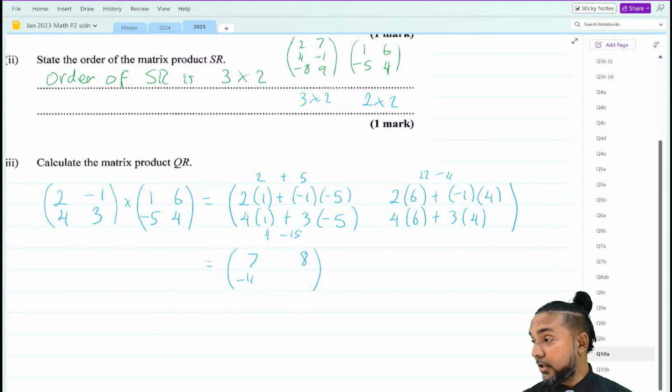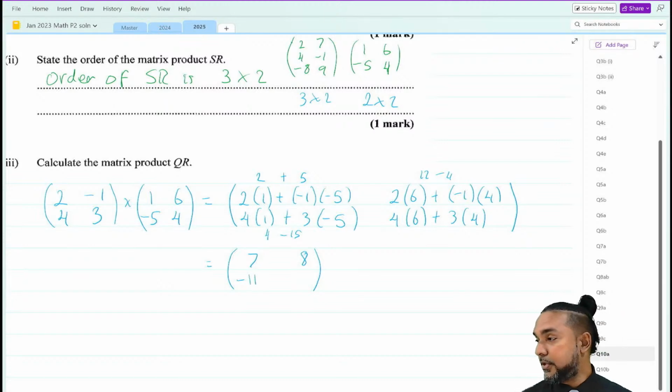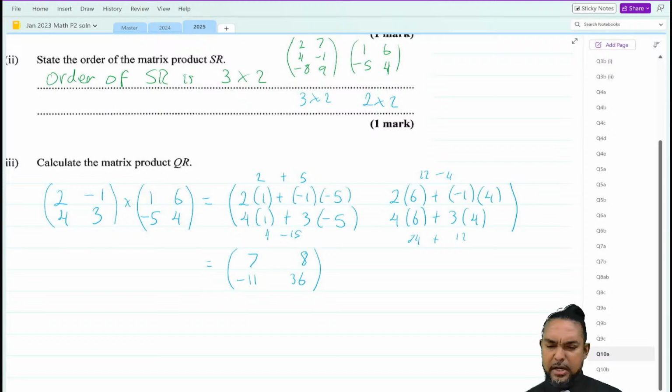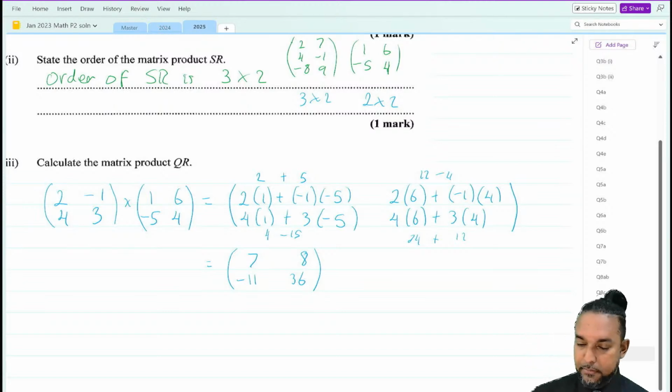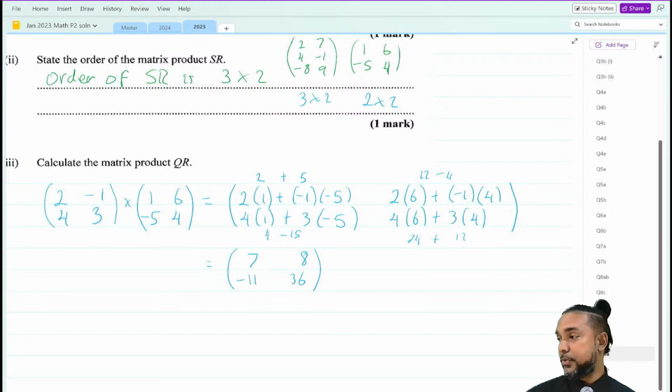Jody looking good so far. Only one more element to go. Minus 11, yeah, that's good. 4 by 6 is 24, and 3 by 4 is 12, and 24 and 12 is 36. Minus 36? Not minus 36, just positive. Check it again. It was 4 by 6 plus 3 by 4. 4 by 6 is 24, and 3 by 4 is 12.